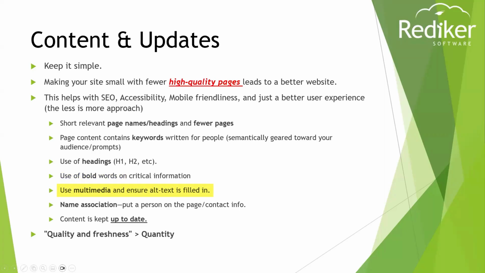Multimedia, use it. Having video and having images is also a benefit to your website, but they also have to have the alt text or closed captioning if you're doing video. Name association. That's actually one that I was aware of, but I realized it's becoming more and more important, which is search engines like identifying a person's name or email or phone number when you say, yeah, and look, this is our admissions director is on the admissions page. That's actually a name association, and that's a good thing.